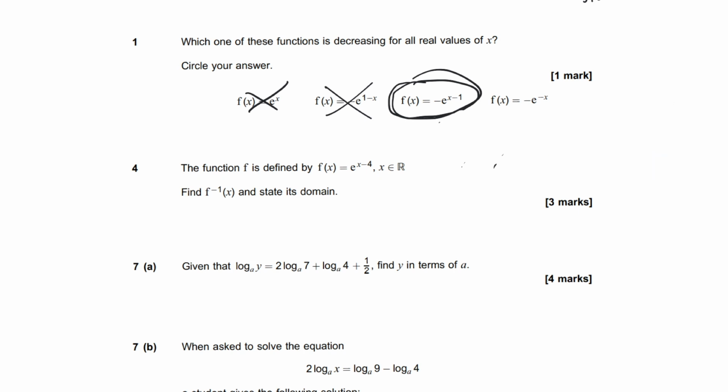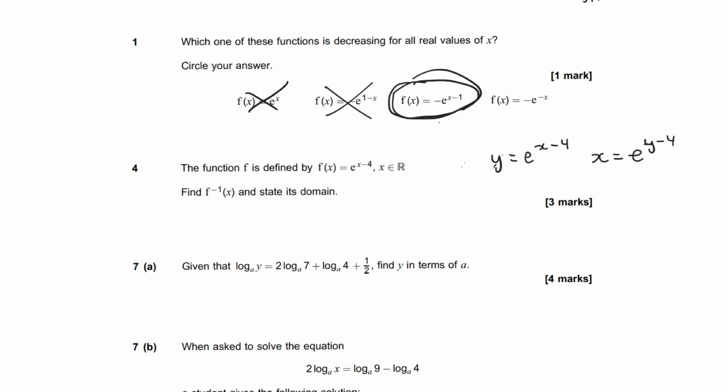Okay, so moving on to question 4, it says the function f is defined by f of x is equal to e to the power of x minus 4, and it wants us to find f to the minus 1 and state its domain. So in regards to finding f to the minus 1, the best way to work it out is f of x is the same as saying y. So if we've got this, then in order to find the inverse, you swap the x's and y's, so it'll be x is equal to e to the power of y minus 4.